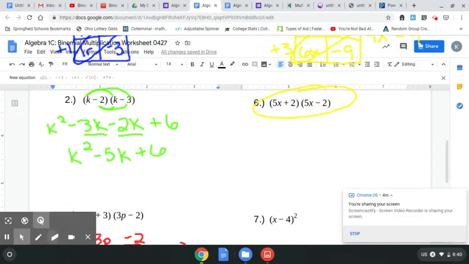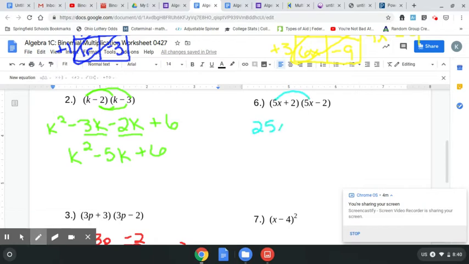Okay, if we take a look at the next one, same kind of idea. All right, I'm foiling on this one. 5x times 5x is 25x squared. 5x times negative 2 is negative 10x. 2 times 5x is 10x. And 2 times negative 2 is negative 4. 25x squared does not have a like term. Negative 10x plus 10x, those cancel each other out, and it's minus 4.